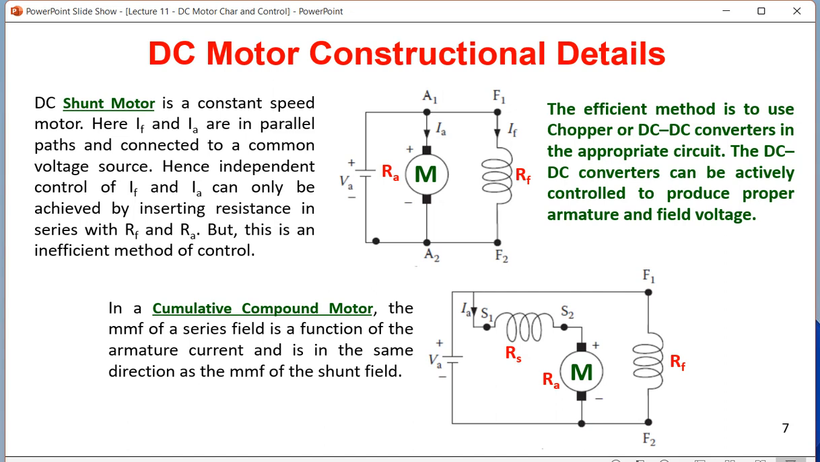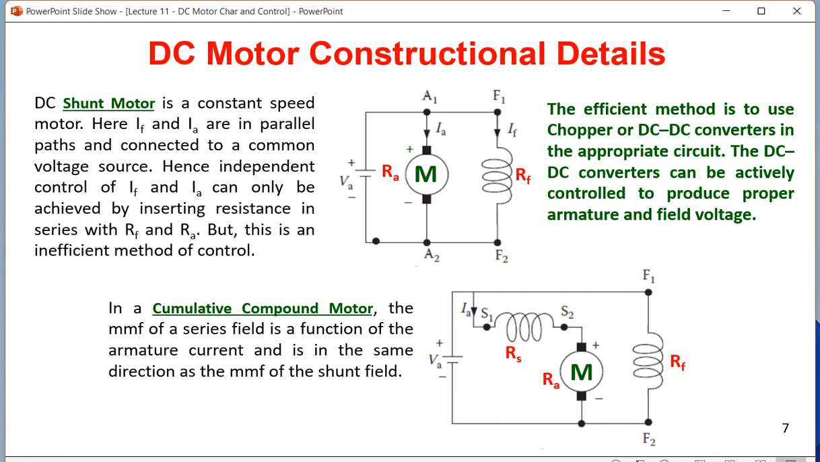What is the characteristic of a DC shunt motor? It gives constant speed. So in a compound motor, you find this is the armature coil and this is the series coil, so this arm looks like a DC series motor, and there is a shunt coil as well. So this is a compound motor, which has a series coil, armature and shunt coil both. A compound motor is of two types.